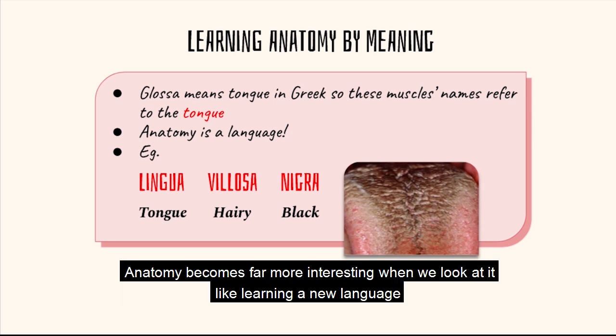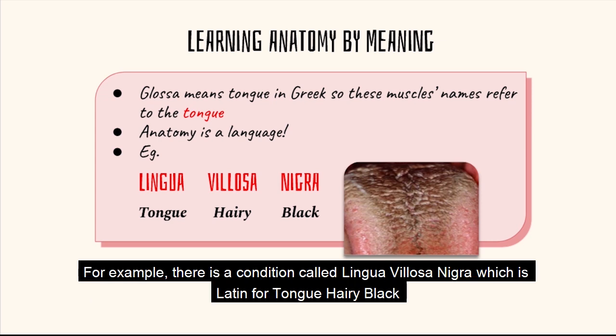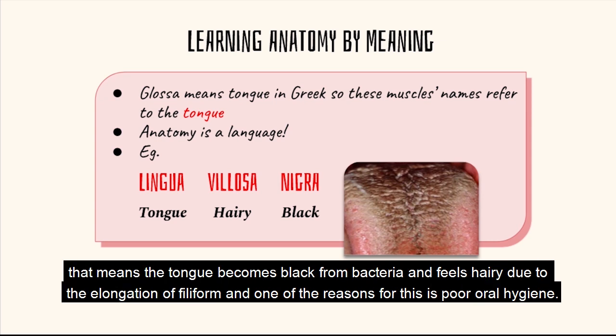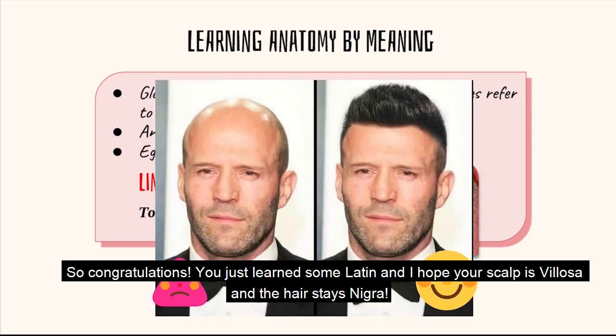Anatomy becomes far more interesting when we look at it like learning a new language. Knowing the meaning of some of these words helps us to remember the name in a way that makes sense instead of just blindly memorizing it. For example, there is a condition called lingua villosa nigra, which is Latin for tongue hairy black. That means the tongue becomes black from bacteria and feels hairy due to the elongation of filiform papillae, and one of the reasons for this is poor oral hygiene. So congratulations, you just learned some Latin, and I hope your scalp is villosa and the hair stays nigra.